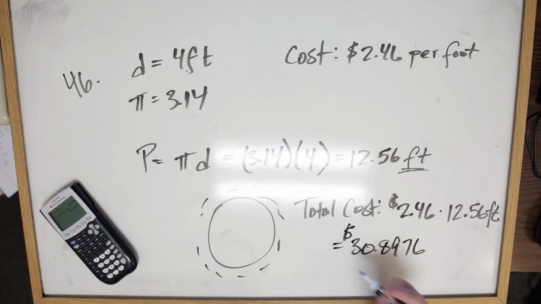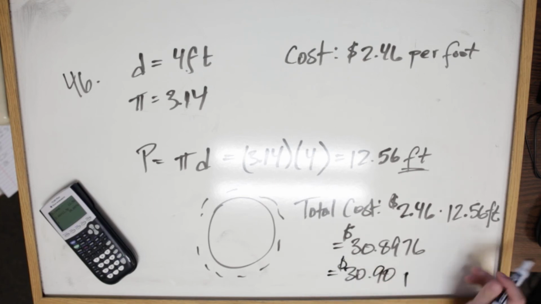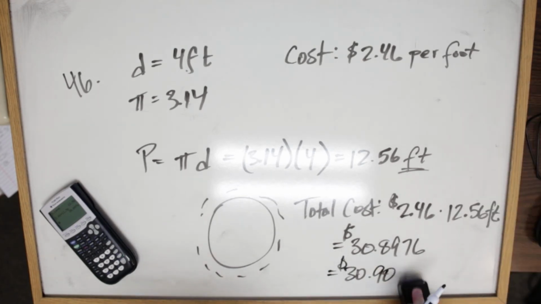Well, it is going to be dollars. Question: can you have ten-thousandths, so this is tenths, hundredths, thousandths, ten-thousandths, in terms of a dollar? And the answer is no. So we're going to round it. So here you have 30.89, rounded up would be 90 dollars. This is the total cost, not per foot.